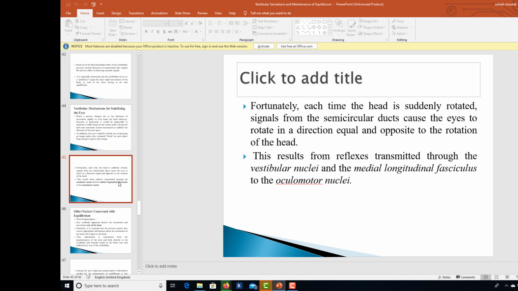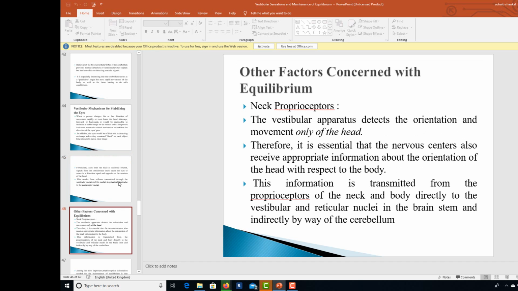Fortunately, each time the head is suddenly rotated, signals from the semicircular ducts cause the eyes to rotate in a direction opposite and equal to the rotation of the head. This results from reflexes transmitted through the vestibular nuclei and the medial longitudinal fasciculus to the ocular nuclei.